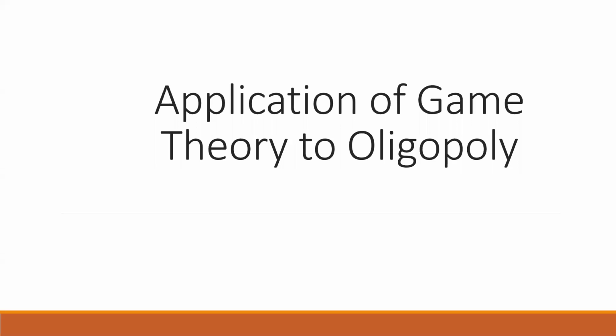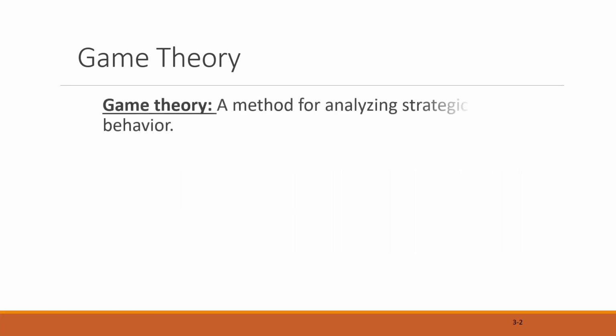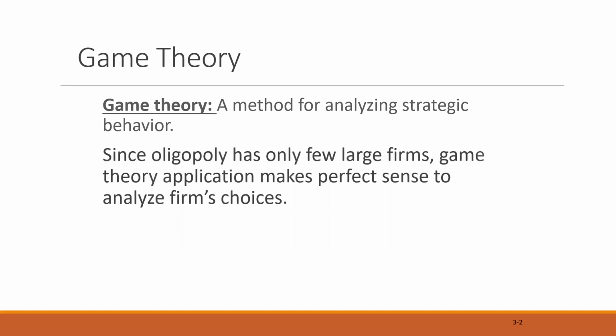Hello everyone. In this video, we are going to learn about the application of game theory to oligopoly. First thing, game theory is basically a method that we use to analyze strategic behavior. When it comes to oligopoly, there are few large firms. That means they have to engage in strategic behavior in order to maximize their profits. Some oligopolies have only a few large firms, sometimes only two firms. So game theory application actually makes perfect sense to analyze firms' choices.